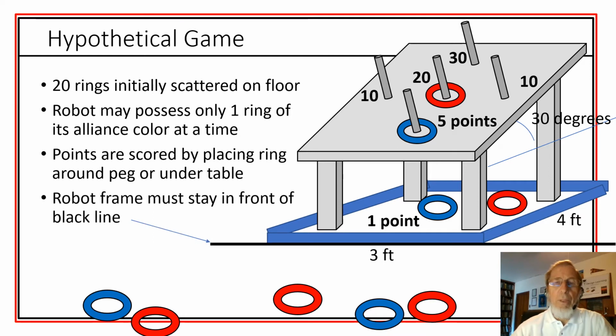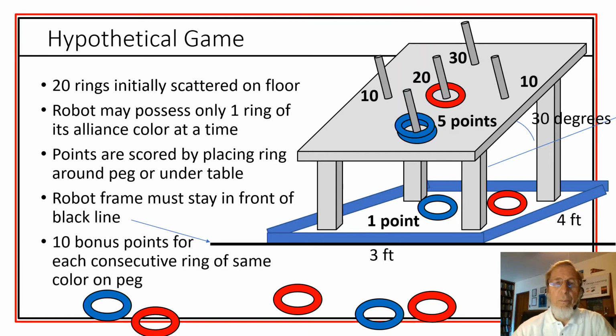The robot must score from a position behind this black line, so staying on the near side of the black line. Now, there's also a possibility of 10 bonus points if we have 2 consecutive rings of our color over the same peg. 10 bonus points.